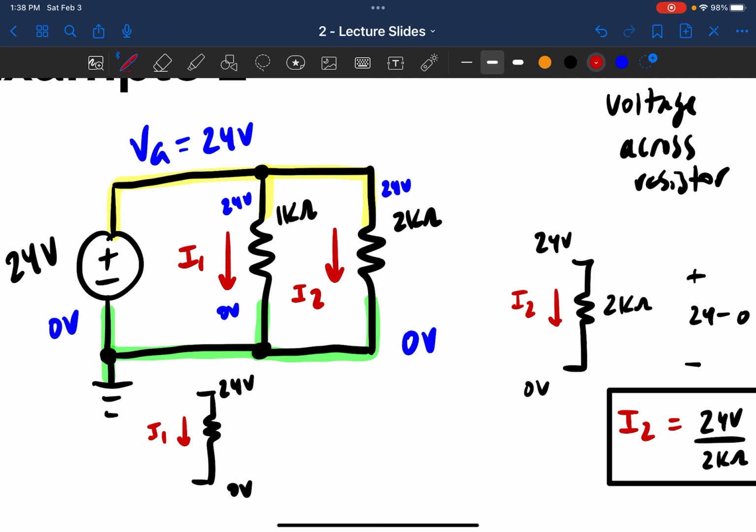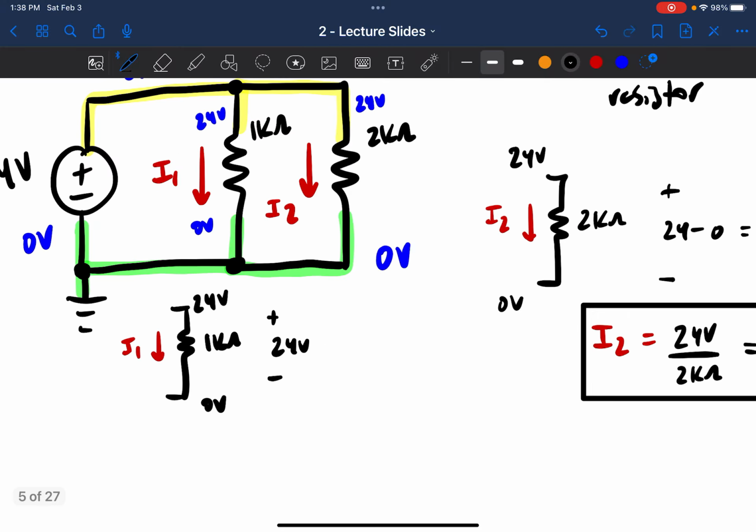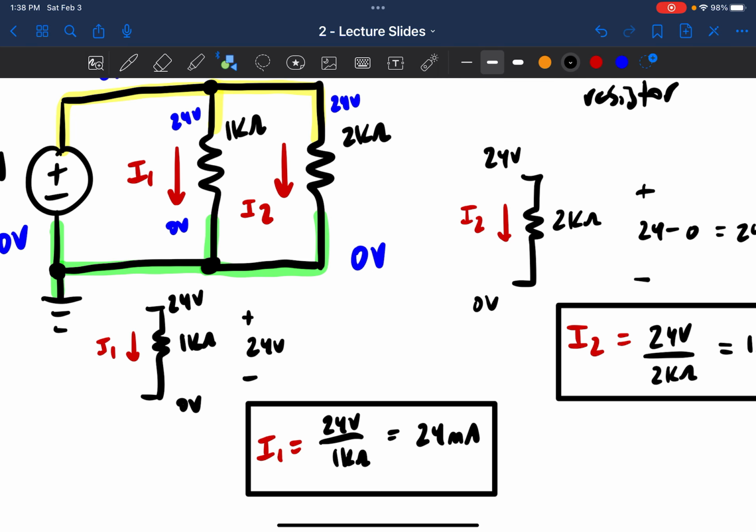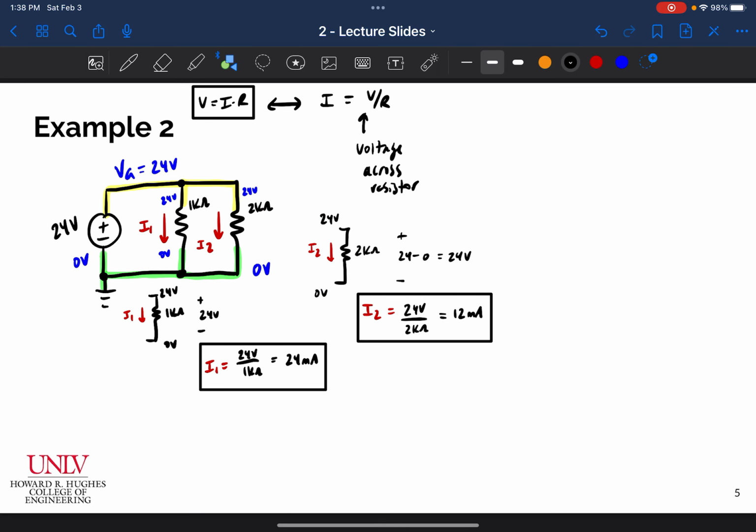So in this case, I'm trying to find I1. I know I have a 1 kilo ohm resistor. And using Ohm's law, again, my voltage drop across here is 24 volts. I can say that I1 is equal to V over R, which in this case is 24 volts over 1 kilo ohm, and that's going to be 24 milliamps. All right, go ahead and put a box around that. And we're done with this problem. We found VA up here. We found I1 and we found I2. And that is another example.